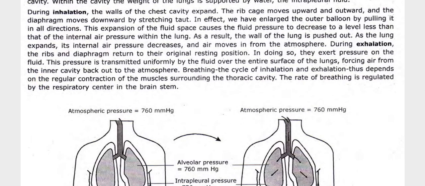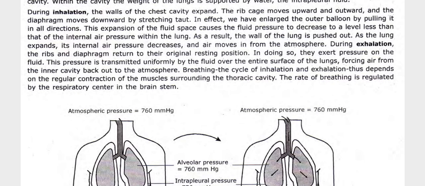During inhalation, the walls of the chest cavity expand, the rib cage moves upward and outward, and the diaphragm moves downward by stretching. In effect, we have enlarged the outer balloon by pulling it in all directions. This expansion of the fluid space causes the fluid pressure to decrease to a level less than that of the internal air pressure within the lung. As a result, the wall of the lung is pushed out. As the lung expands, its internal air pressure decreases and air moves in from the atmosphere.